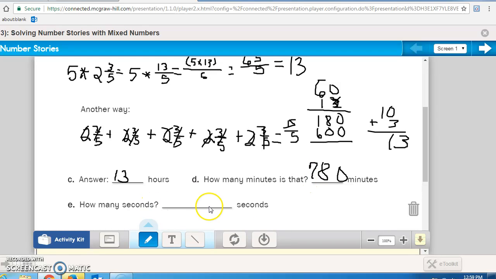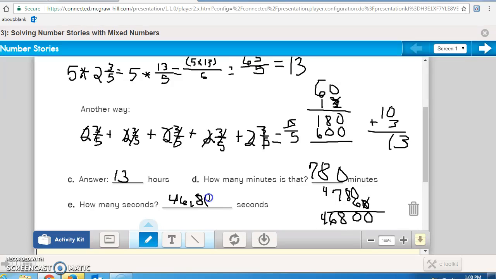780 minutes. How many seconds is that? Well, now I got to take my minutes, 780, and I got to multiply that by 60, I'm sorry, because there's 60 seconds in a minute. Since there's a 0 here on the end, I'm just going to put a 0 down and not go through all that multiplying. Now I go 6 times 0 is 0. 6 times 8 is 48, carry the 4. And 7 times 6 is 42, plus 4 is 46. For an answer of 46,800.